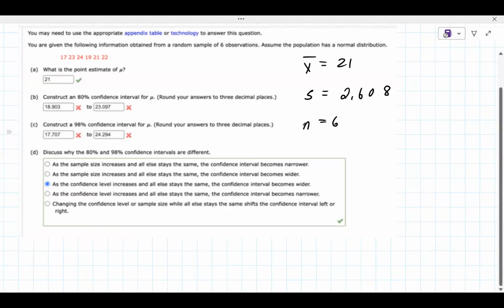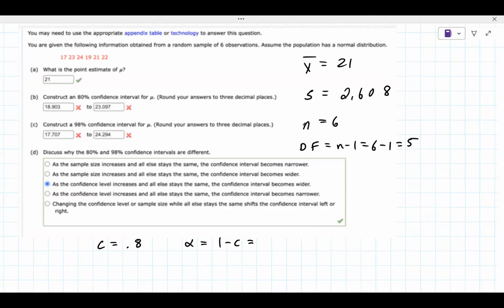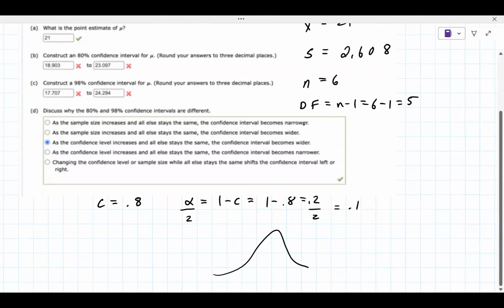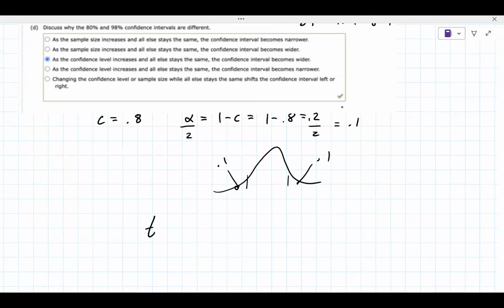So your n is 6, which means your degrees of freedom is n minus 1, or 6 minus 1, which is 5. So when you want an 80% confidence interval, your C is 0.8. Alpha is 1 minus C, so that's 1 minus 0.8, which is 0.2. And then when you cut it in half, that's 0.1. So what that means graphically is there's 10% in each tail, 0.1 and 0.1. So in your T table, you're looking for T of 0.1, degrees of freedom 5.